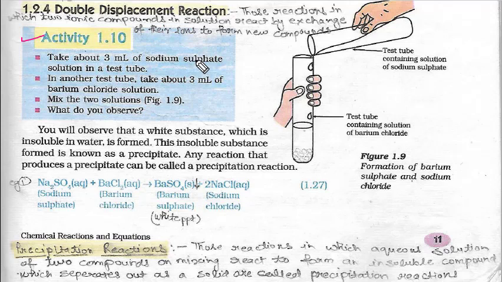Take about 3 ml of sodium sulfate solution. Now sodium sulfate, what is sodium? Sodium is Na 1 positive and sulfate is SO4 2 negative. So when you cross it, it will form Na2SO4. Next they are saying in another test tube take about 3 ml of barium chloride solution. So barium chloride, barium is 2 positive and chloride is 1 negative. So when we cross it, it will become BaCl2.